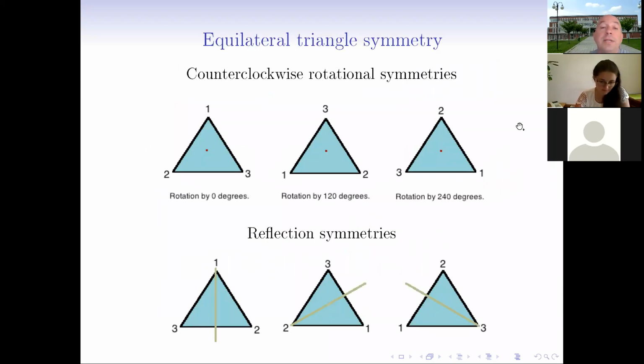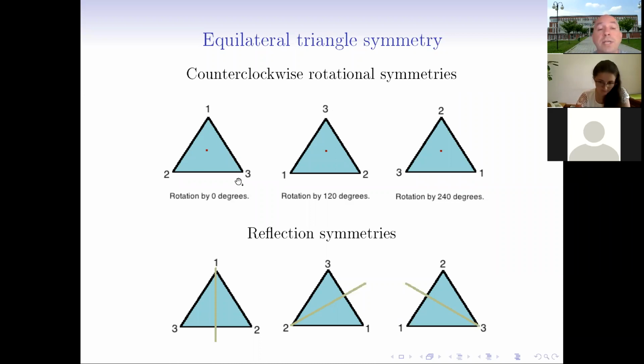Well, let me give you another slide from the previous lecture, but I will repeat it now. Let's take a regular three-gon, so it's an equilateral triangle, and consider all symmetries of this triangle. This consists of rotations, which I take counterclockwise, but we can also take clockwise rotations.